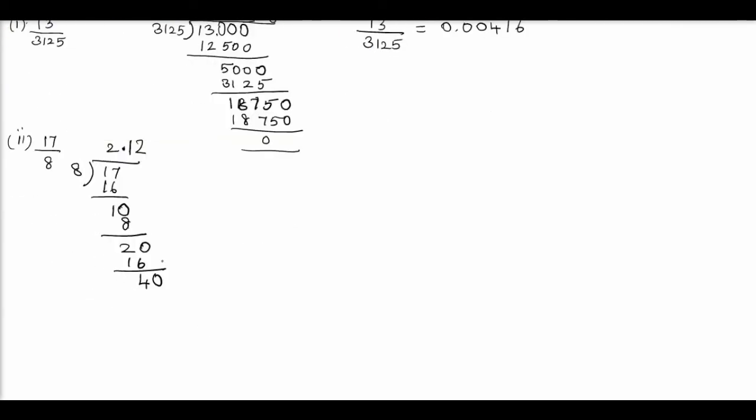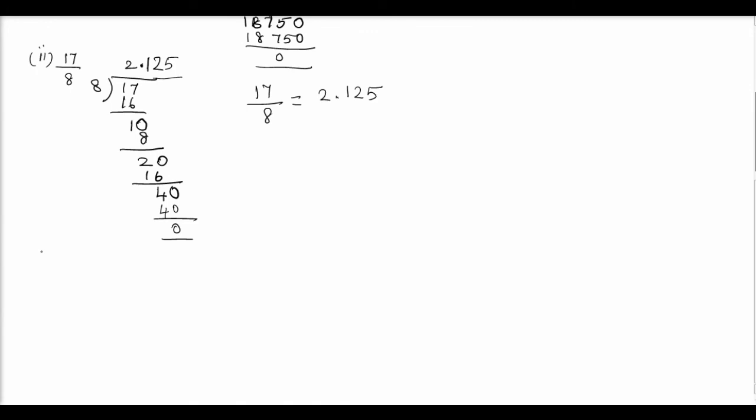Therefore I get 5 in the quotient, because 5 8s are 40, and hence I get the remainder 0. So the division ends here, and we got the decimal expansion of 17 by 8 to be 2.125. Move on to the next number.